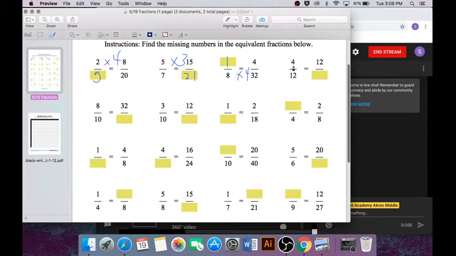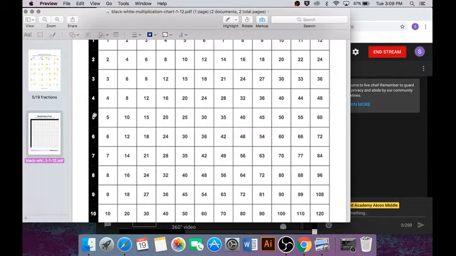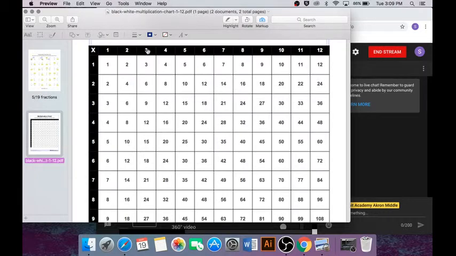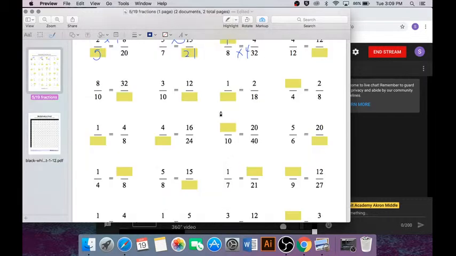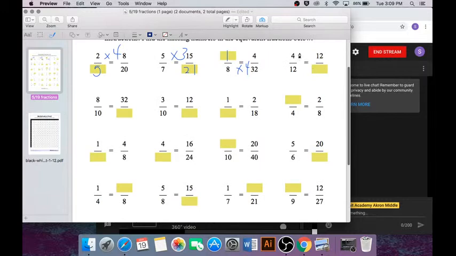Our next fraction, we have our numerators. We have 4 and we have 12. So we're going to use our 4 times table to see what we need to multiply it by to get to 12. So over here in our 4 times table, we find 12, and we go up and we see that 4 times 3 is 12. So we multiplied 4 times 3 to get 12.